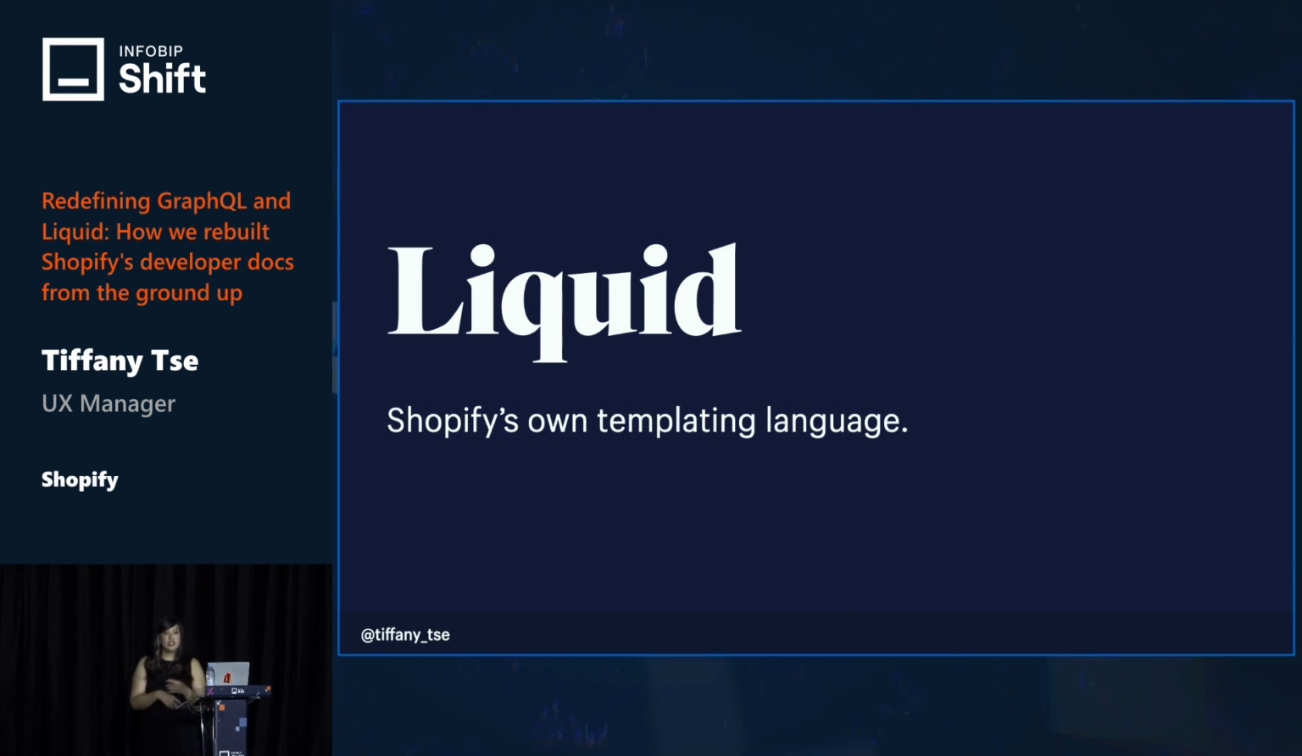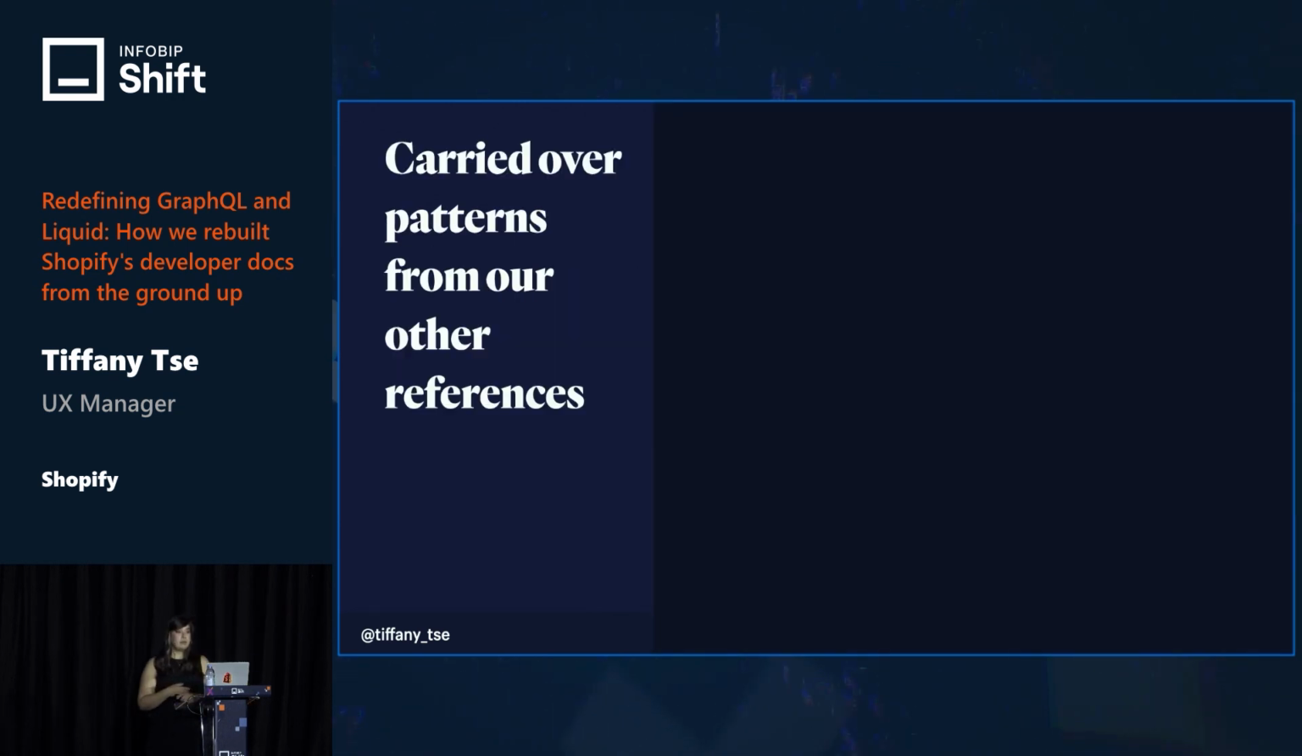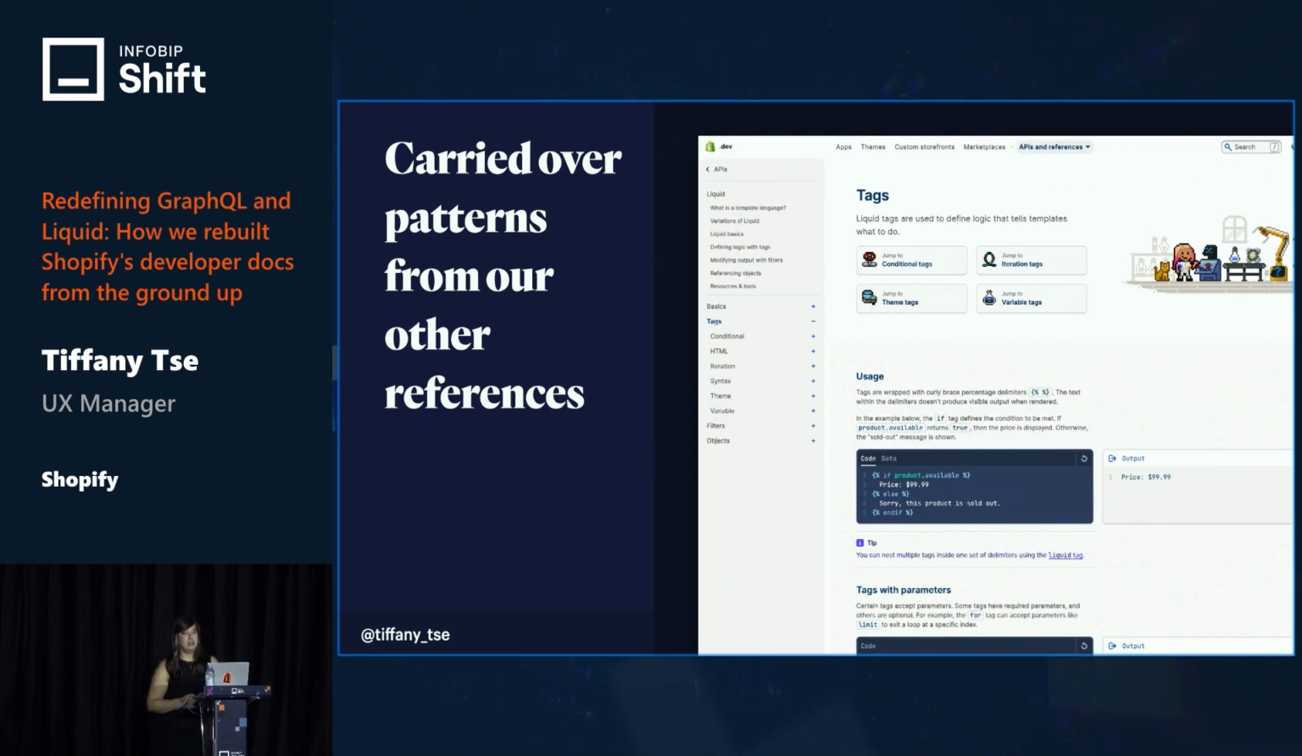This summer, we also shipped our new Liquid documentation, which is Shopify's own templating language. How many people have used Liquid in some form? How many people have used Jekyll? To build a Jekyll site, you're using Liquid. It's similar to Twig. It's just a curly bracket templating language. But we carried over patterns from our GraphQL and REST references, like property lists and syntax highlighting, type hierarchy, and so forth.